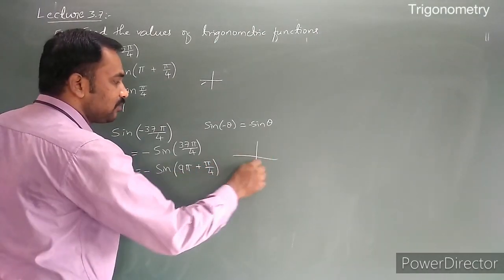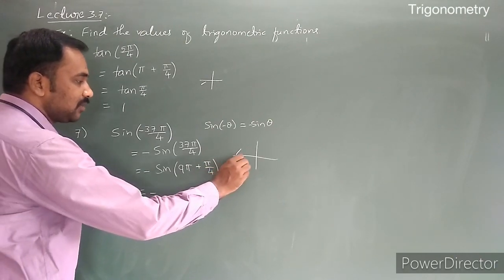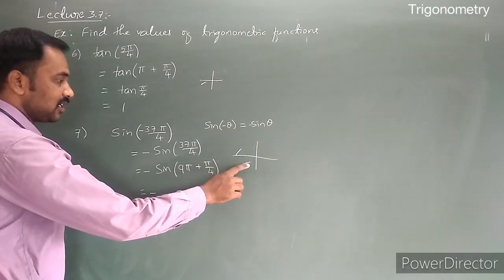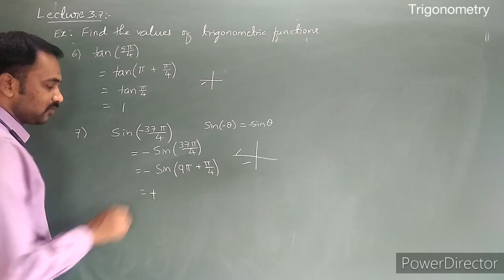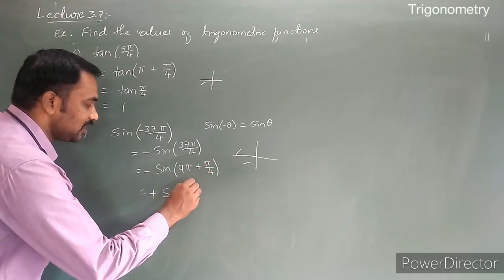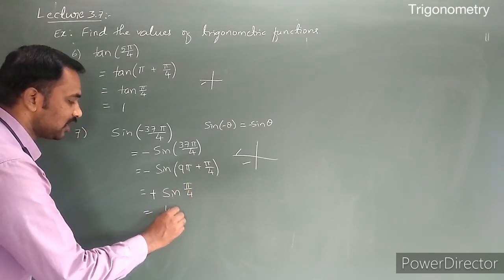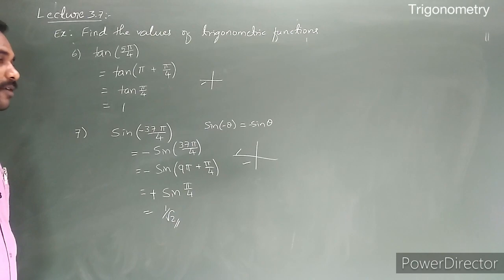Odd multiple is nothing but the 180 plus theta form. So 180 plus is nothing but the third quadrant. In the third quadrant, is sine positive or negative? It is negative. Negative into negative is positive. Sine remains sine. Sine of pi by 4. Sin pi by 4 is nothing but how much? 1 divided by root 2. Hence the answer.